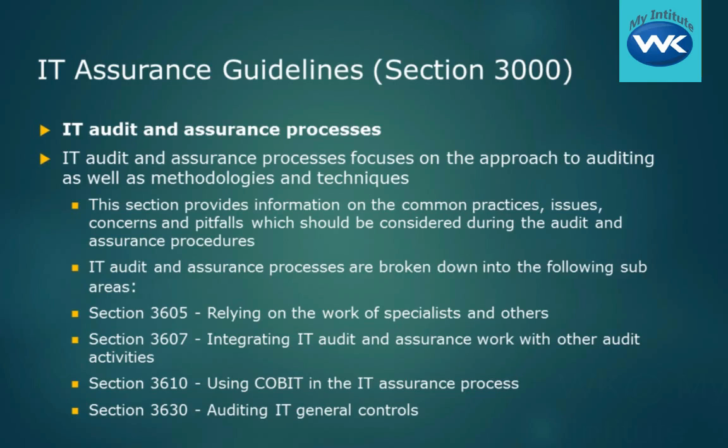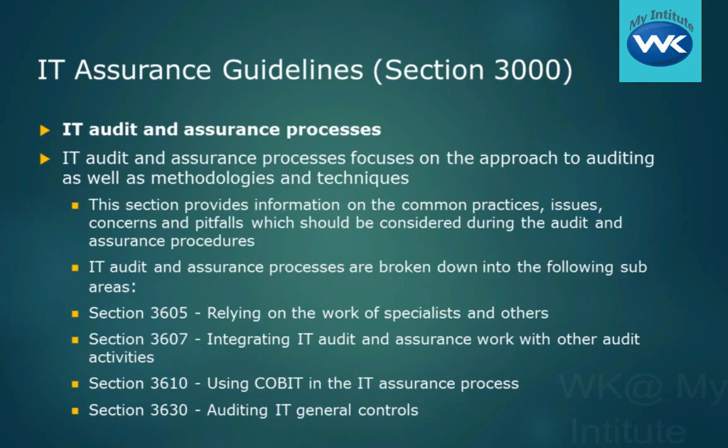Now your IT audit and assurance processes are again broken down into some smaller sub areas or subcategories. I'm going to just hit you with them real quick as far as the list and have some discussion about these. The first is Section 3605, which is relying on the work of specialists and others. 3607 was integrating IT audit and assurance work with other audit activities.